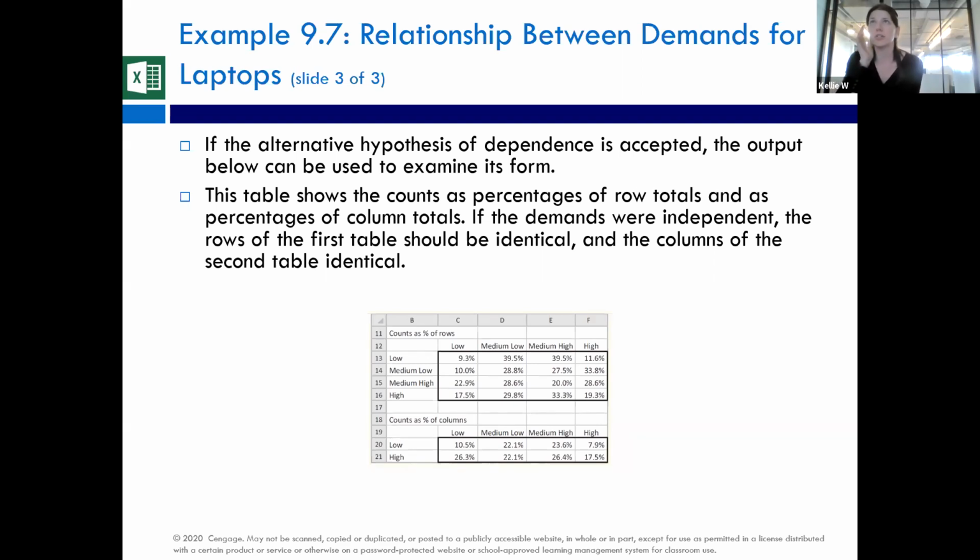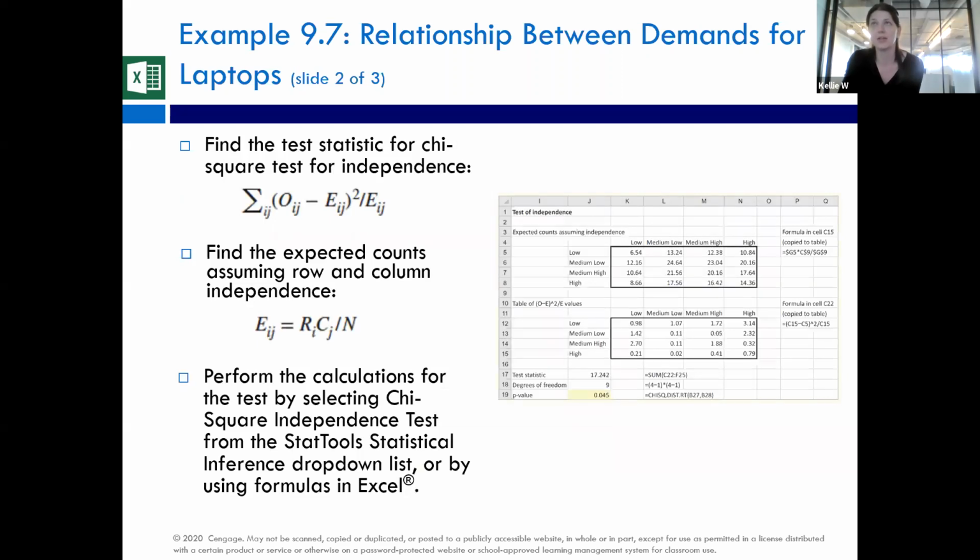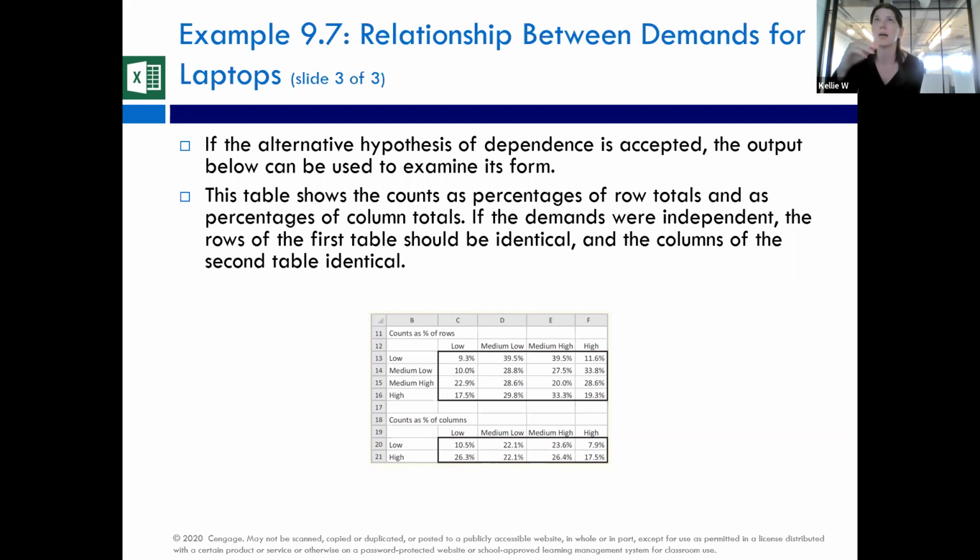Okay, so if the alternative hypothesis of dependence is accepted, meaning that there is a relationship between the demand for Windows and Mac laptops, then we can calculate the percentage of row totals and column totals, and we would expect the rows of the first table to be identical and the columns of the second table.